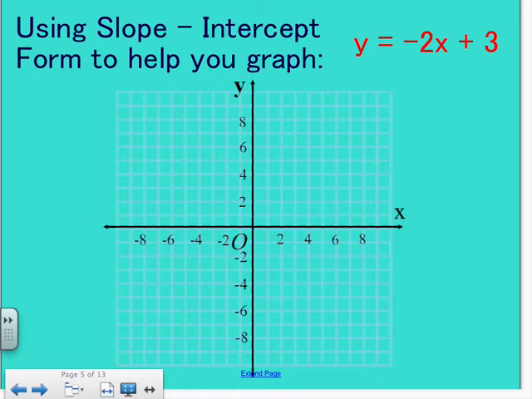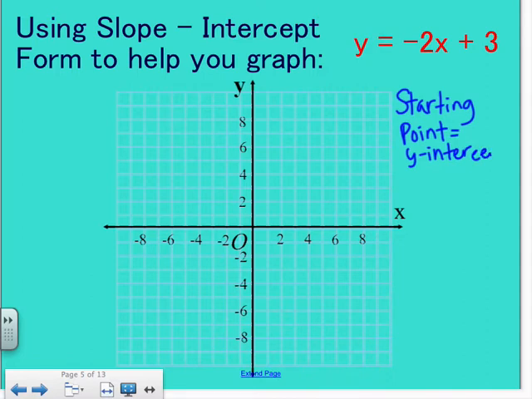All right, so this is going to be super helpful when it comes to graphing, okay? Remember in the past we've used a table to graph. That works, but it is a little long. Remember in the last lesson on slope, we learned how to plot a graph if we have a starting point and we have the slope. Well, now we have a starting point, now we have a slope. Our starting point is our y-intercept, okay? So the starting point is the y-intercept. So in this case, that's 3, right?